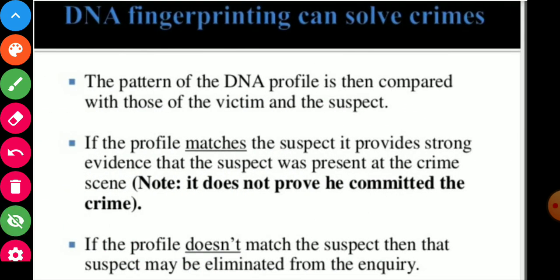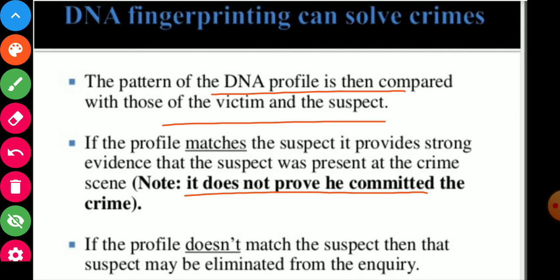The pattern of the DNA profile is then compared with those of the victim and the suspect. So comparing is done. If the profile matches the suspect, it provides strong evidence that the suspect was present at the crime scene. It does not prove that they committed the crime, but it shows only the presence of the suspect there. If the profile does not match the suspect, then the suspect may be eliminated from the inquiry. So this is used to solve criminal cases.